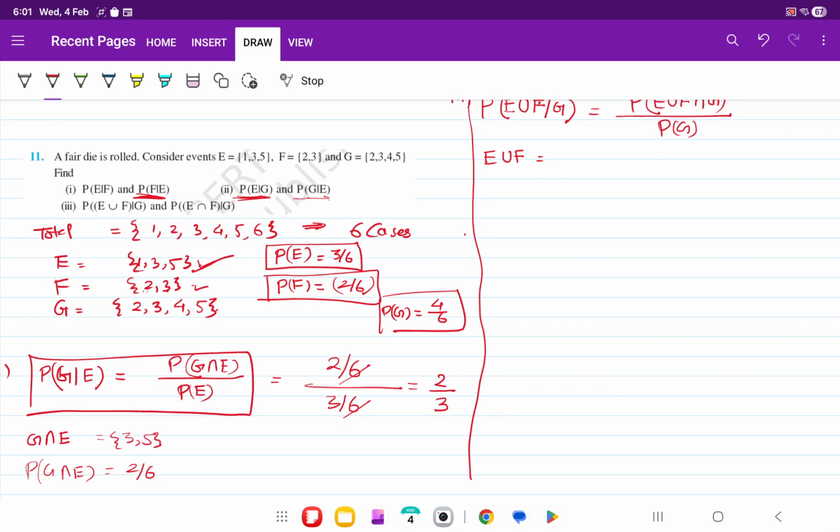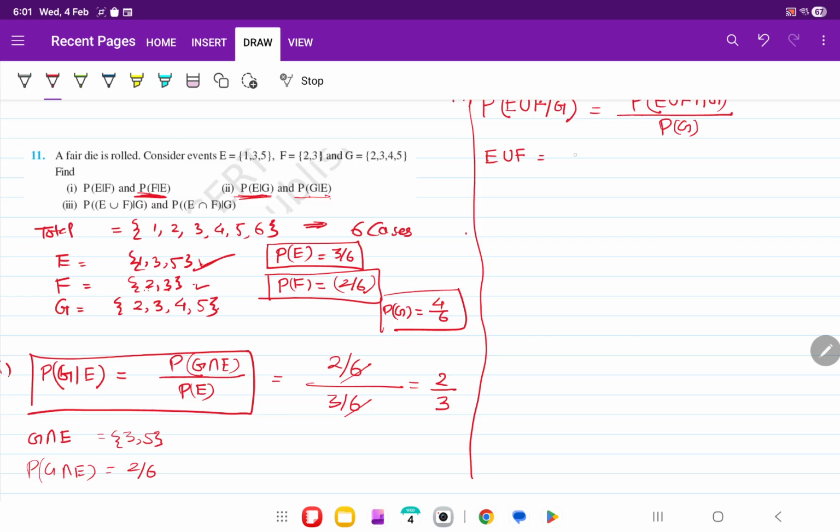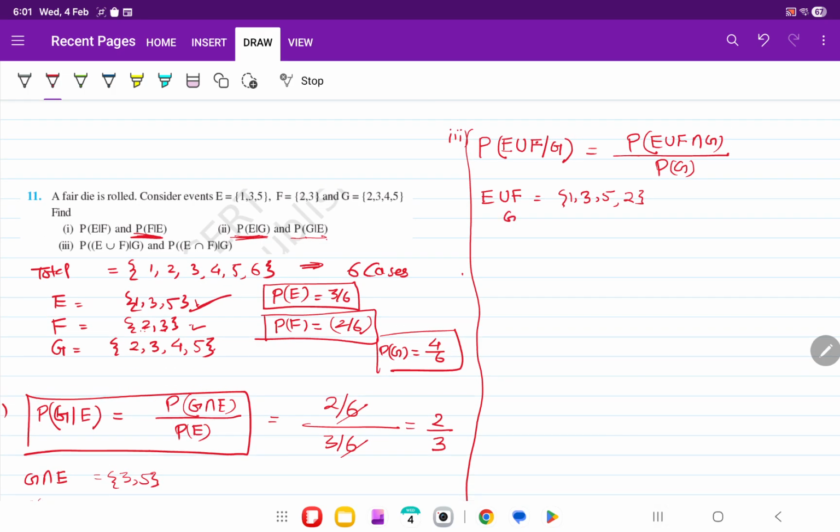So let me write down. E and F have happened is 1, 3, 5 and in F is 2 because 3 is already there. And the event G is nothing but 2, 3, 4 and 5. So what is the intersection between these two? 2 and 3 and 5. So there are 3 events which are common. So E union F intersection G is 2, 3, 5. So 3 cases are common.